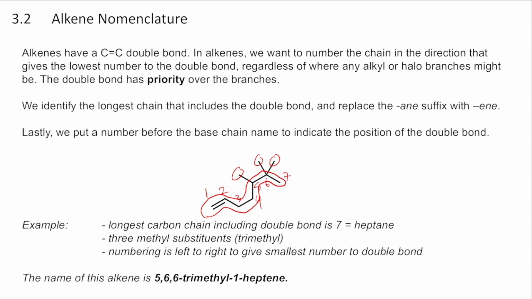What we do for our base chain name is we take whatever the alkane name would have been for that chain, which was heptane, and we drop the -ane and replace it with -ene for alkenes. So this becomes a heptene. Next, we just take the substituents that are there, which are 3 methyls, which would be a trimethyl. So let's put that in. Trimethylheptene, and we have to give the positions of the 3 methyls, which are 5,6,6-trimethylheptene.